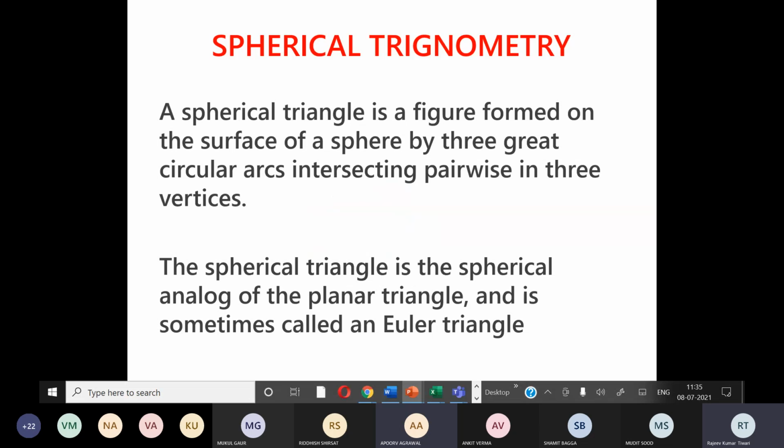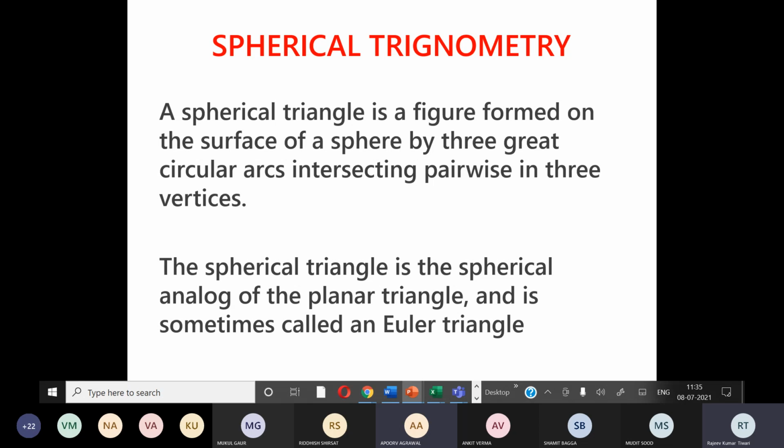Now we form a spherical triangle on a sphere. A spherical triangle is a figure formed on the surface of the sphere by three great circular arcs intersecting pairwise in three vertices. It is the spherical analog of the planar triangle.